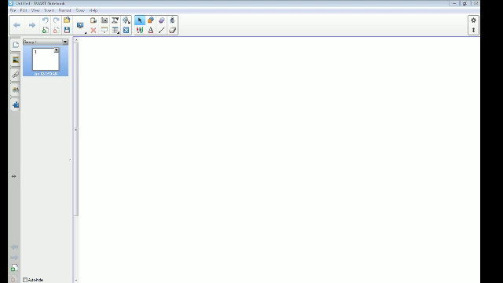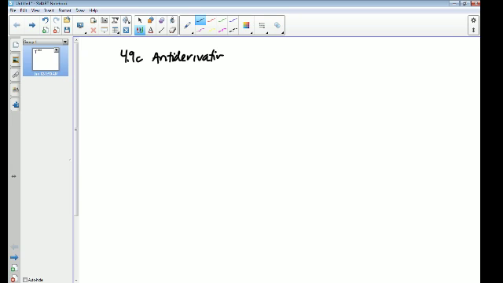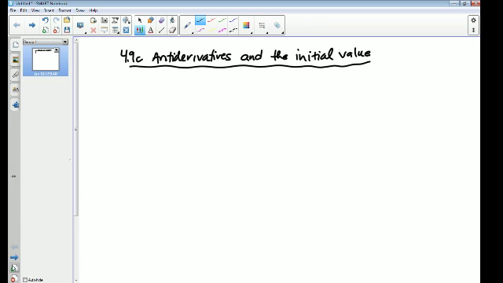So we're on antiderivatives. We're going to get into something called the initial value. These are generally going to come at you in the form of word problems.